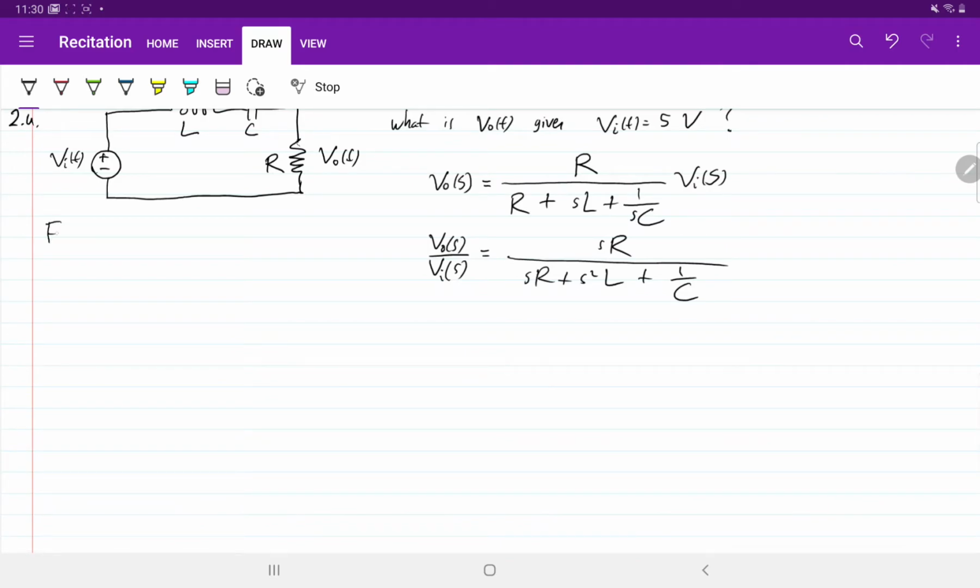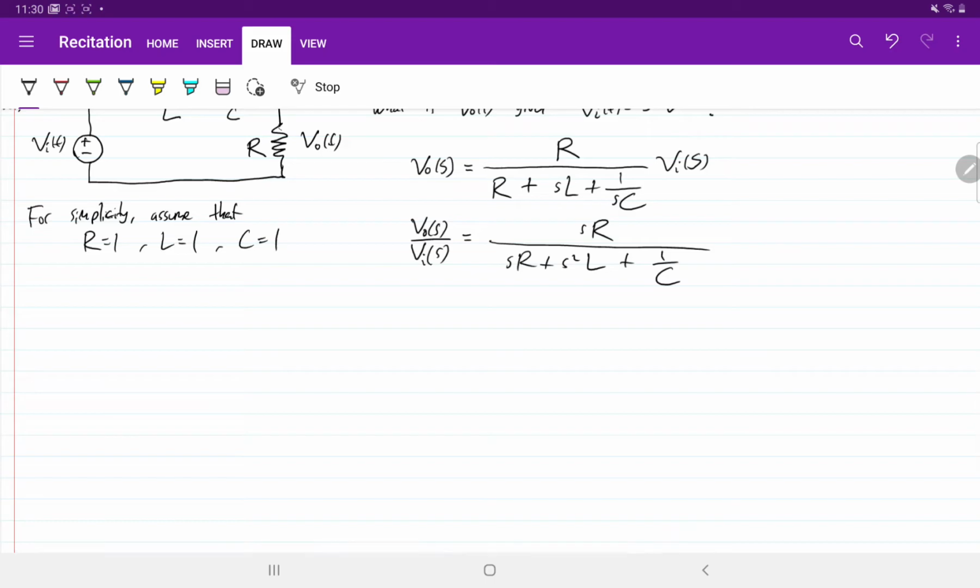Now for simplicity, assume that R equals 1 ohm, L equals 1, C equals 1 with respect to their units. Okay, so this is just for simplicity. We are assuming that R, L, C are all of 1. So we have S over S squared plus S plus 1.